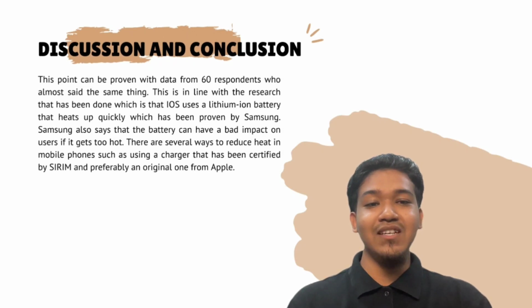There are several ways to reduce heat in mobile phones, such as using a charger that has been certified by SIRIM, an original one from Apple. Also, don't point the phone screen at the heat, which will make the phone heat up more easily.